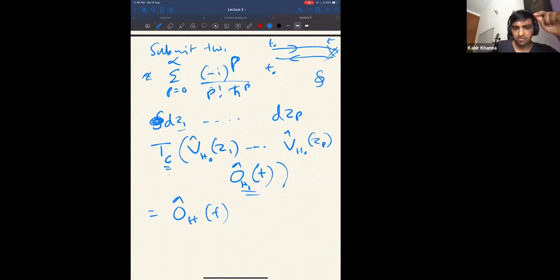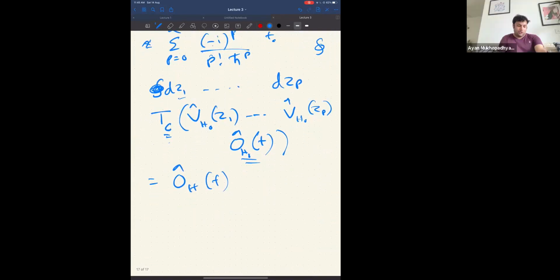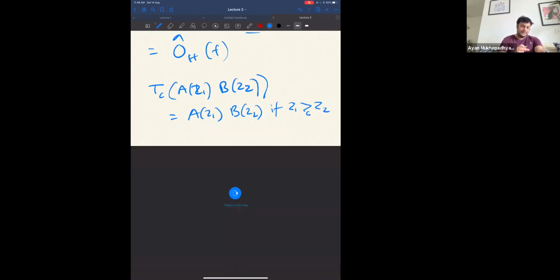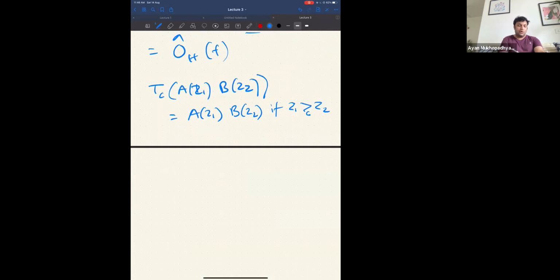So could you write the definition of contour ordering? I didn't understand. Okay, the contour ordering is pictorially simple, it's clear, but the definition, okay, mathematical. The definition of contour ordering is: tau1 and tau2 are the contour times, not the actual time. And if tau1 is after tau2 in the contour, then you do this, or you do it otherwise.